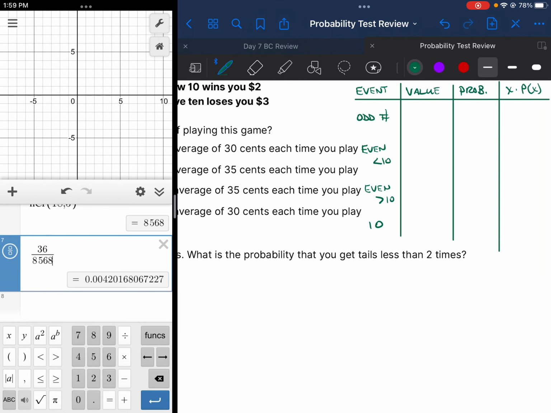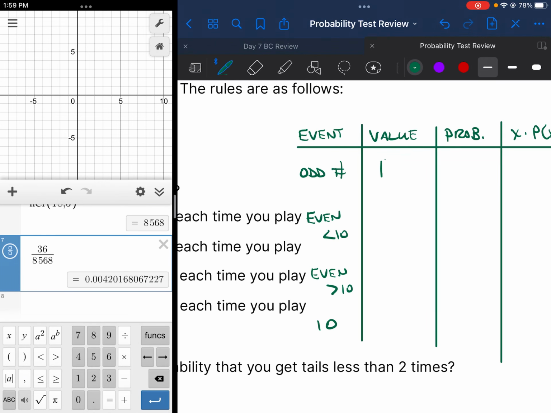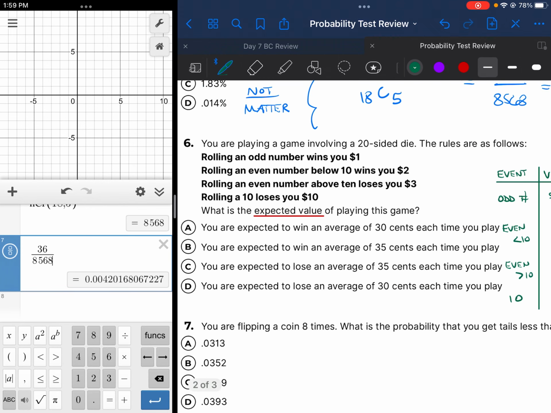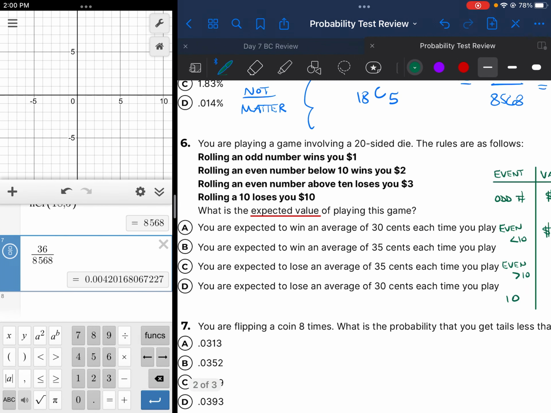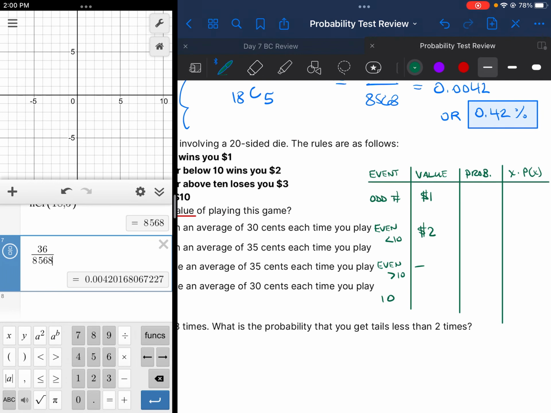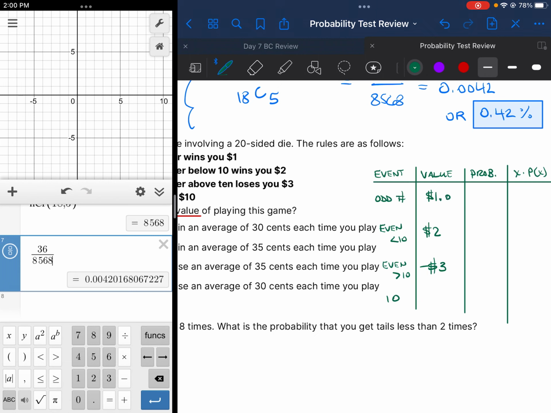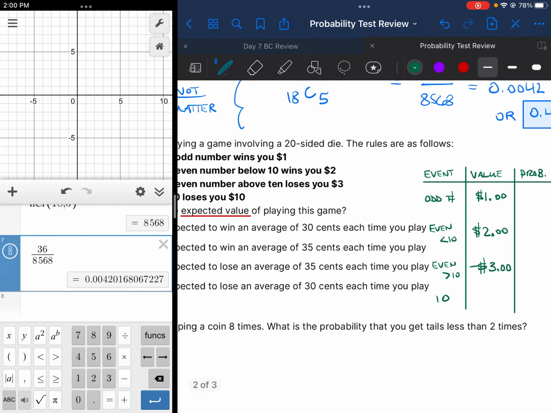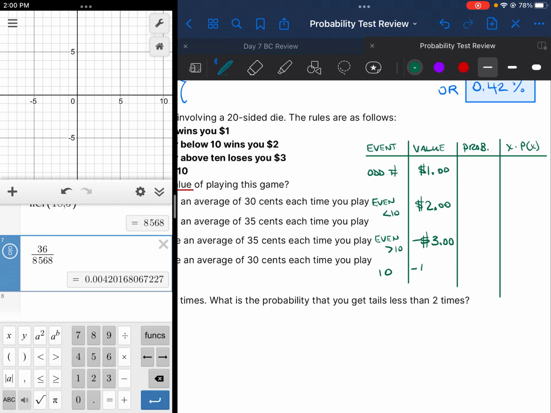A 10, okay? So if we roll an odd number, we get $1, positive $1, positive value here. If we roll an even number below 10, we win $2. Another positive outcome, positive $2. If we get an even number above 10, we lose $3, negative $3. And let me just be consistent with dollar notation. Usually go to 2 decimal places when we're talking about money. And rolling a 10 loses you $10, so negative $10.